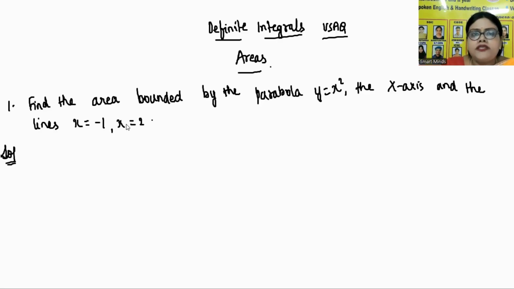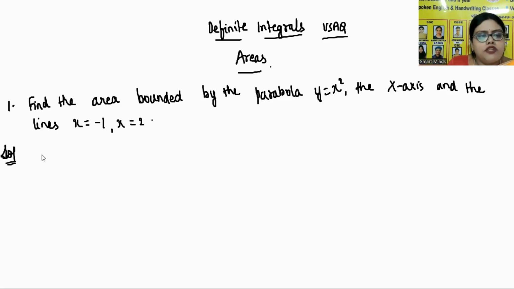Hello. So in this class, we will be continuing with definite integrals VSAQs and the questions based on areas. So the first question is, find the area bounded by the parabola y equals x square, x-axis and the lines x equals -1 and x equals 2.